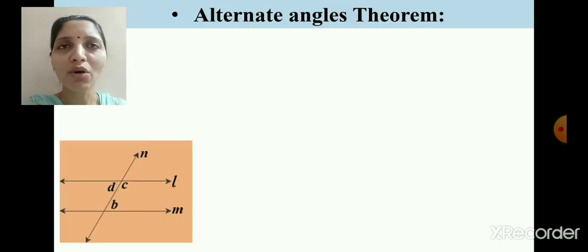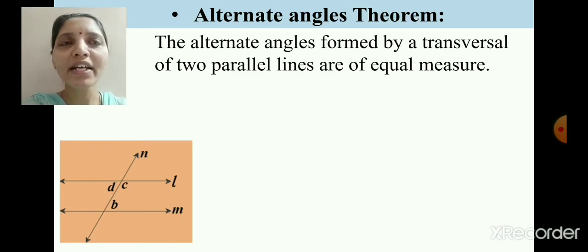Today we are going to see some theorems like alternate angles theorem, its converse, corollaries, and use of properties of parallel lines. And today also we will solve some MCQs. Now let's start this session with the alternate angles theorem, which states that the alternate angles formed by a transversal of two parallel lines are of equal measures.